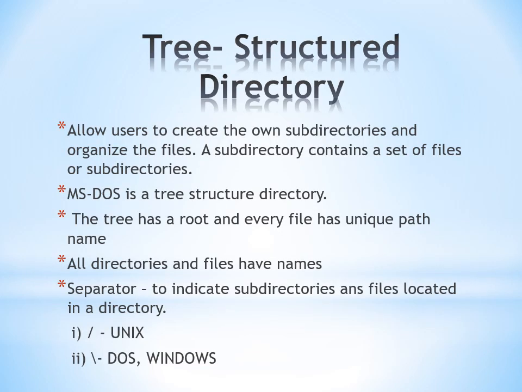tree structured directories. In tree structured directories, users are allowed to create their own subdirectories and organize their files. The subdirectories contain a set of files or subdirectories. An example of tree structured directories that is commonly used is MS-DOS. MS-DOS is a tree structured directory whereby the tree has a root. Every file has a unique path name.